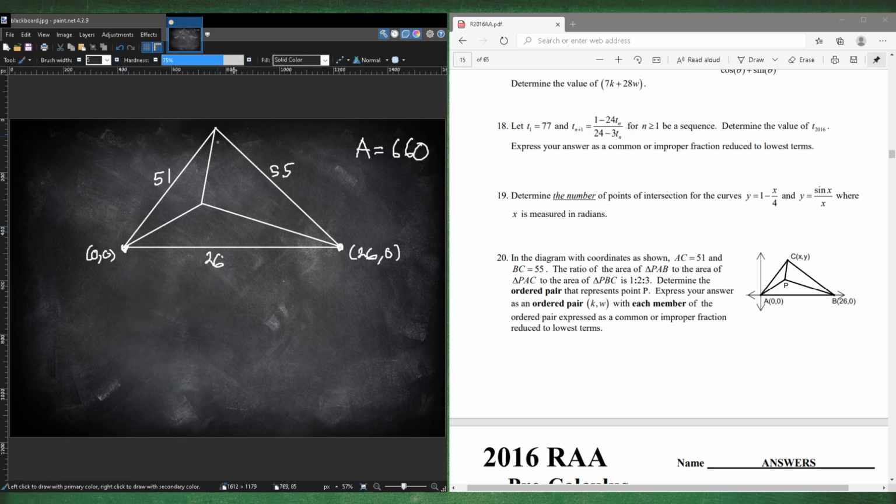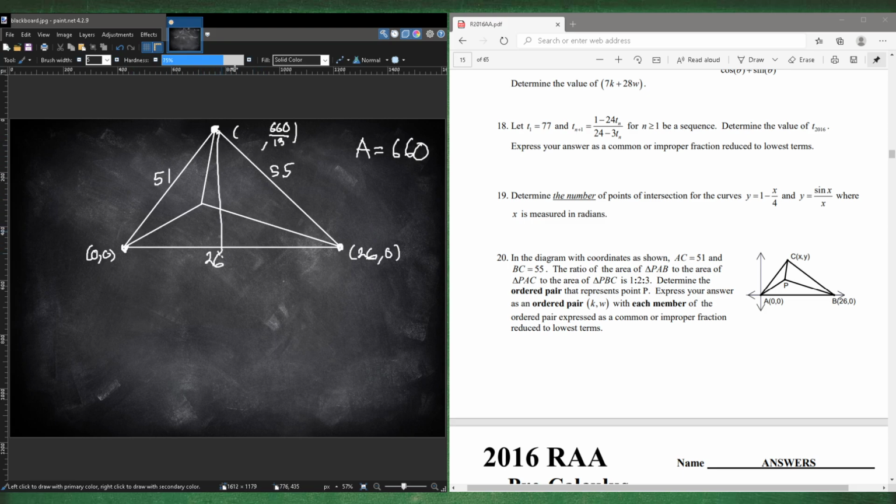So you get the height of this. The height of this triangle, well, it's just 26 times the height divided by 2 is equal to the area. So it'll be 660 times 2 divided by 26, and we'll get a height that is equal to 660 over 13. Okay, so that's our y value.